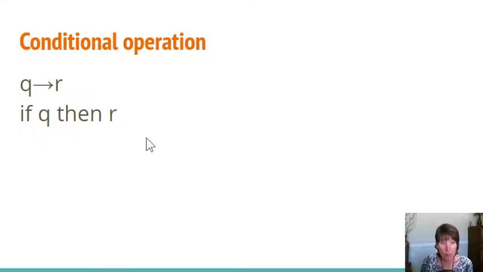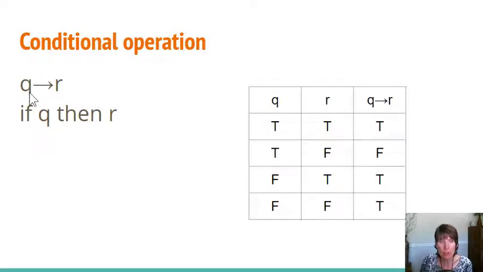And there's a truth table for this operation. Notice that it requires two variables. So here we have this compound proposition with two variables and the conditional operator. And the way that works is if Q is true and R is true, then Q implies R is true. If Q is true and R is false, then it's false, because this says if Q then R, and here we've got Q is true but R is not, so that actual operation is false.